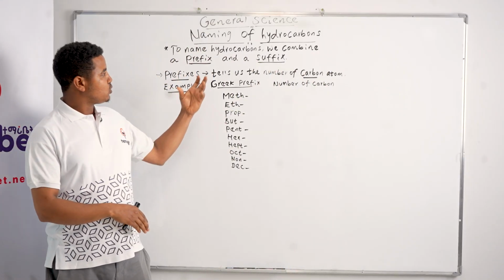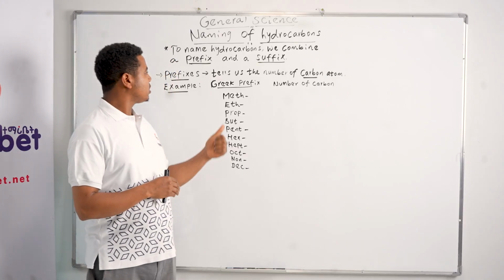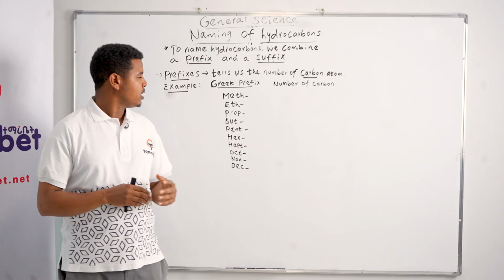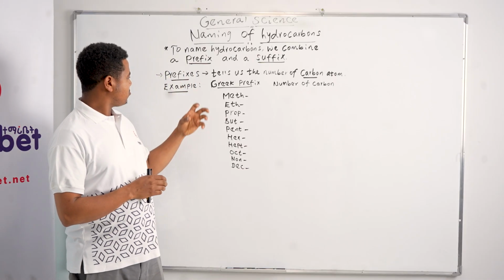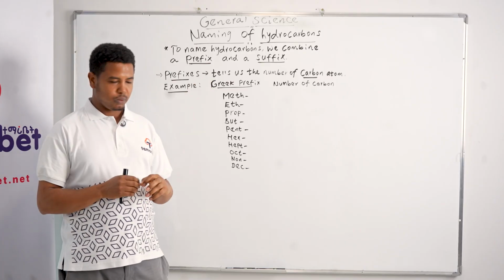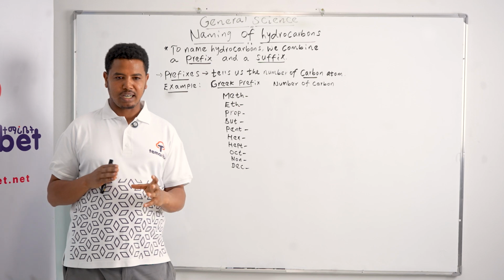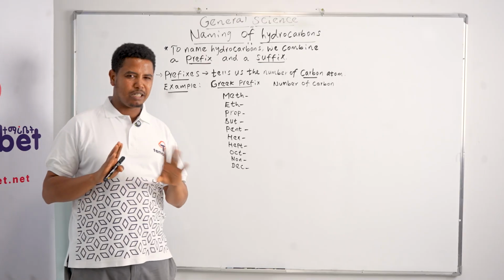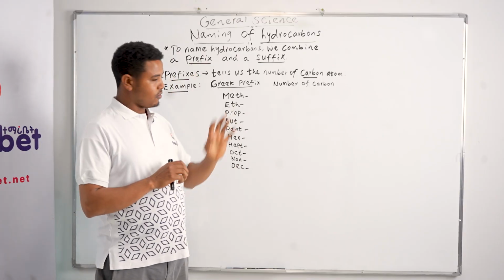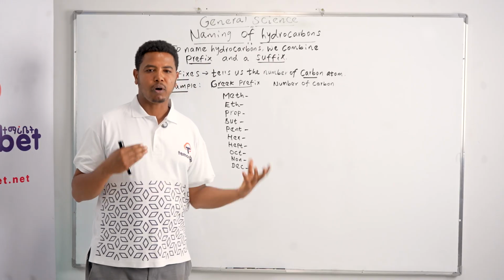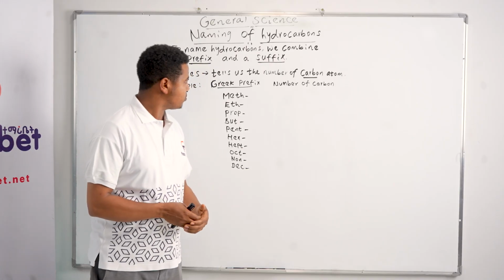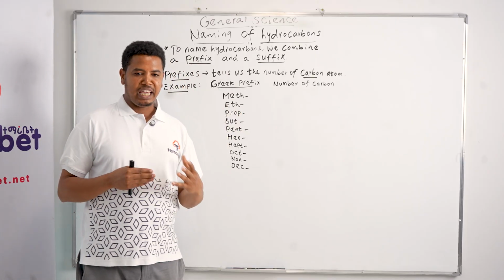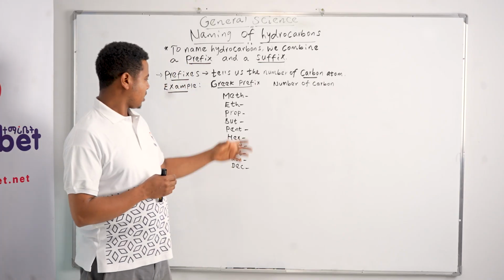Okay, so to name hydrocarbons, we use a prefix and suffix. But let's see what prefix and suffix mean. A prefix, in chemistry, tells you the number of carbon atoms. So when you see this prefix, it shows you only the number of carbon atoms. And a suffix shows you the type of the compound or the functional group. The most common Greek prefixes that we use to name hydrocarbons are actually here.